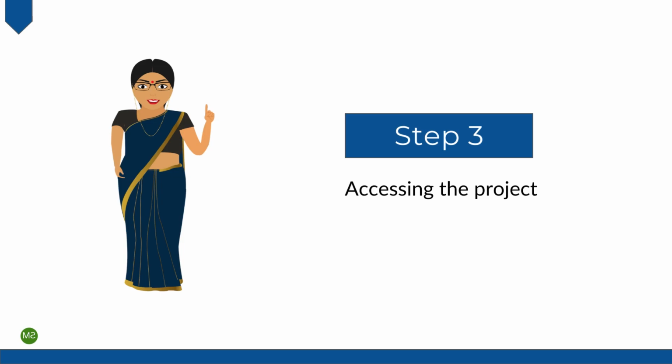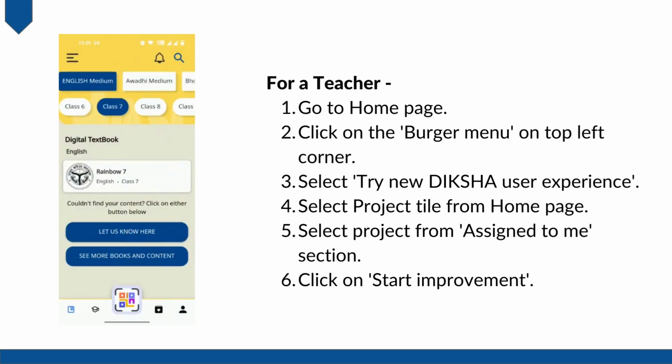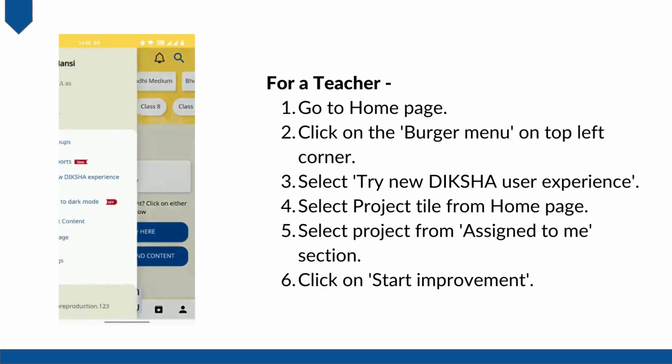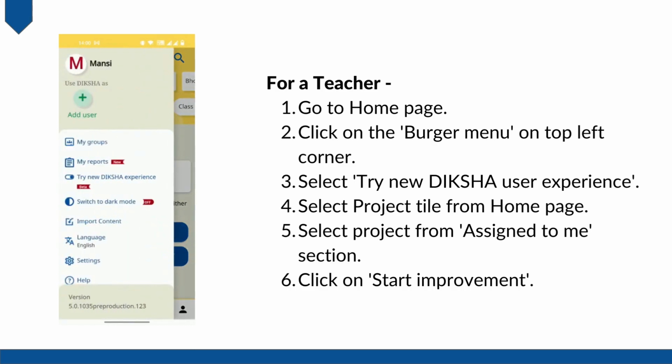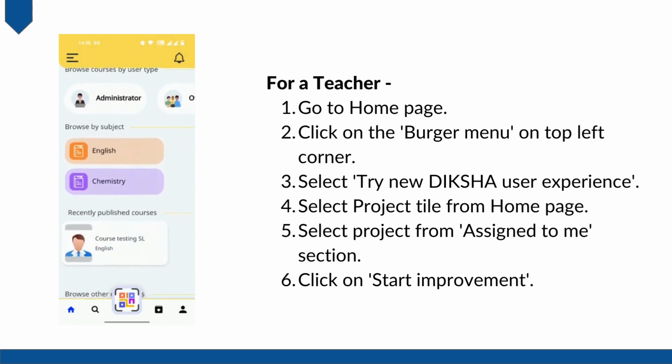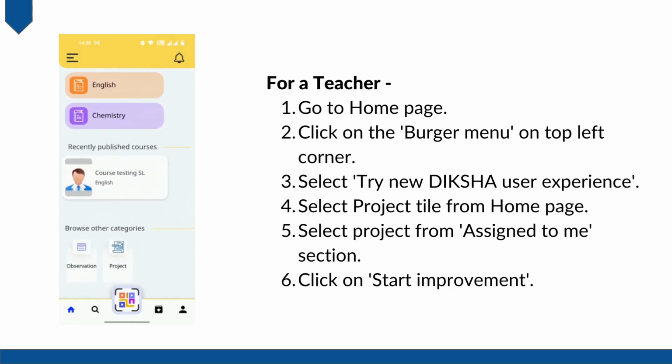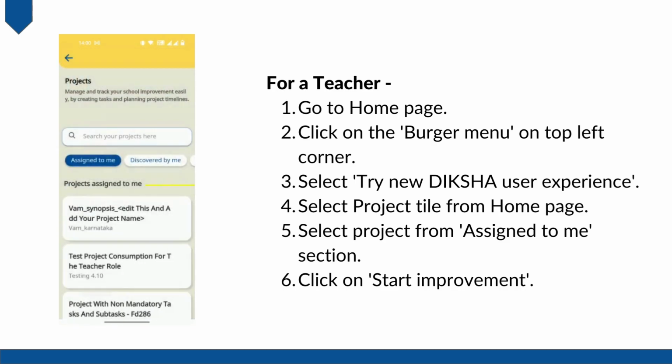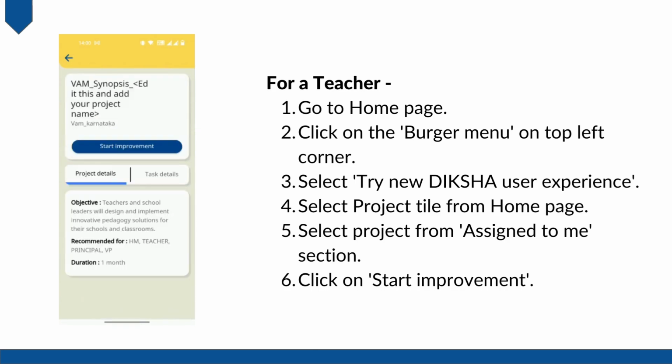Third step is to access the project. If you are a teacher, take the following steps. Go to Home page, click on the burger menu in the top left corner of the screen, select Try New DIKSHA Experience. After selecting that, Home page will appear. You will see Project tile on your screen. Click on the project tile. In the route Assigned to Me, select the project assigned to you for Vidyamrit Mahotsav in your state. Click on Start Improvement to start the project.